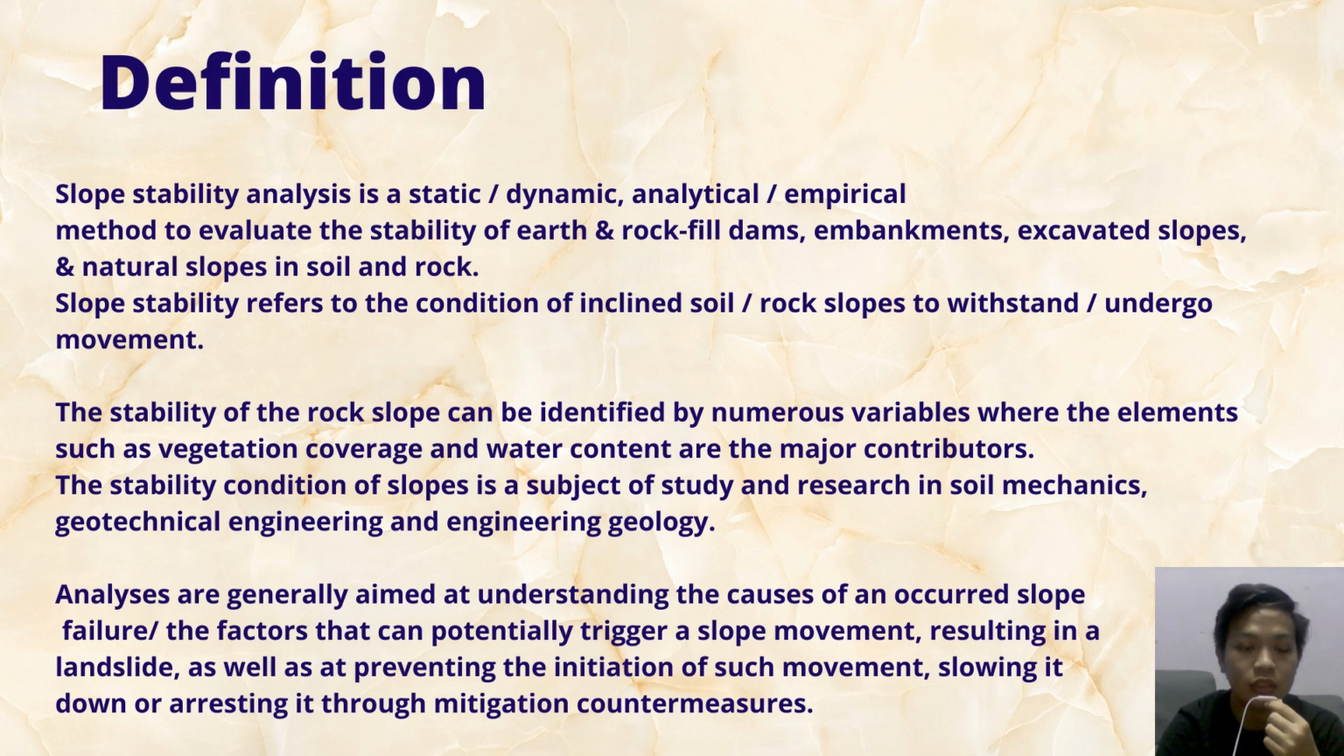The stability condition of a slope is a subject of study and research in soil mechanics, geotechnical engineering, and engineering geology. Analyses are generally aimed at understanding the cause of an occurred slope failure and the factors that can potentially trigger a slope movement resulting in a landslide, as well as preventing the initiation of such movement, slowing it down, or arresting it through mitigation countermeasures.